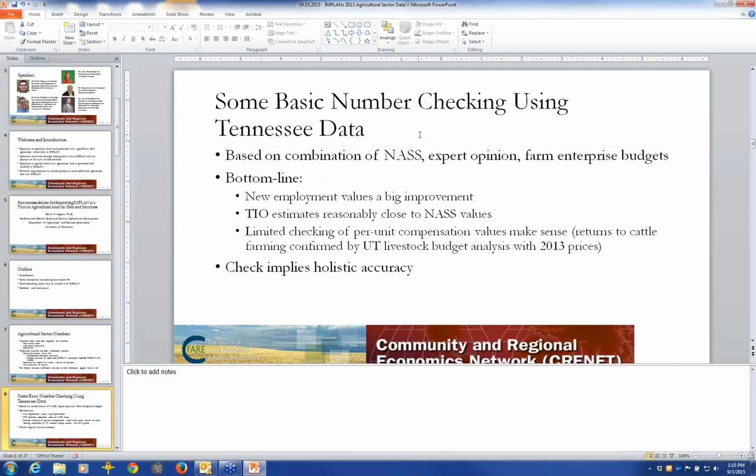Like returns to cattle farming were confirmed by some analysis that I did based on budgets that have been generated by our department here at UT, and those budgets are quite accurate. And so all of this checking that we've worked on really, in my mind at least, implies holistic accuracy, that what IMPLAN is doing is, from at least this aggregate number viewpoint, holistically accurate. In other words, you could draw policy inferences based on these models, understanding, of course, the assumptions that you make, and be fairly confident about your results.